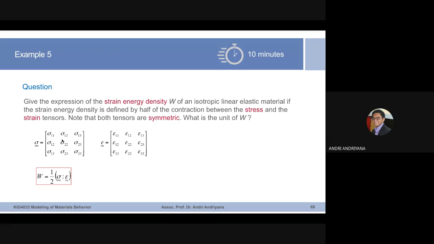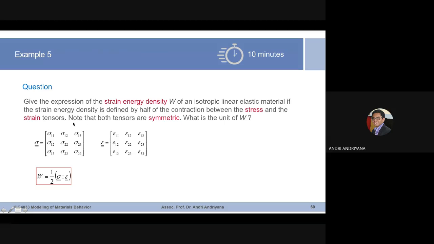This is an example of how to use double contractions and trace for second order tensors. So here are the questions. Give the expression of the strain energy density W of an isotropic linear elastic material if the strain energy density is defined by half of the contraction between the stress and the strain tensor. So W is defined by half of the contraction between stress and strain tensors.